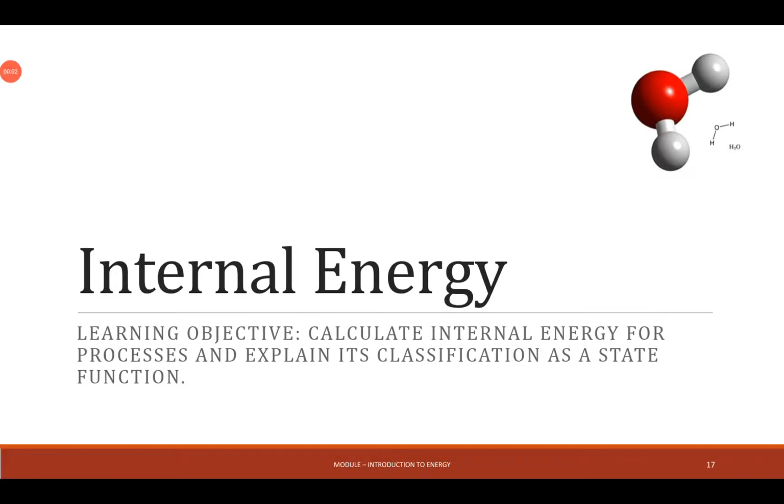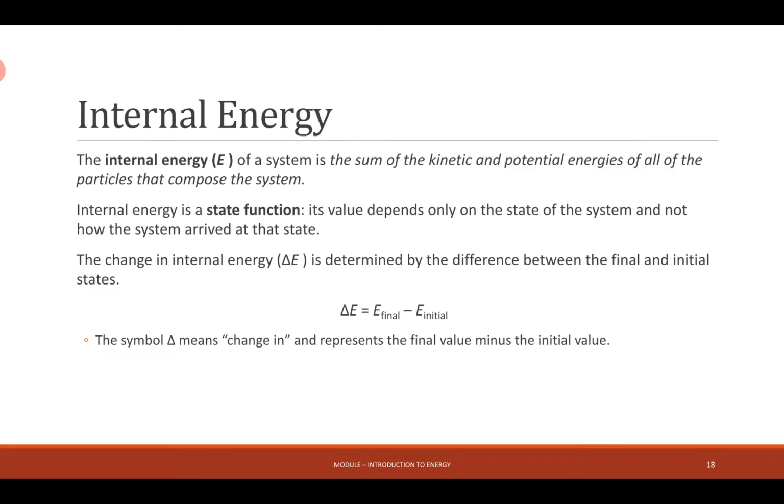In this video, we're going to be talking about internal energy and learning how to calculate internal energy for processes, and also explaining why it's classified as a state function. Internal energy is the sum of all kinetic energy and all potential energies that an object has. So particles are objects, and so the internal energy is the sum of all kinetic and potential energies that particles in the system have. The internal energy is a state function.